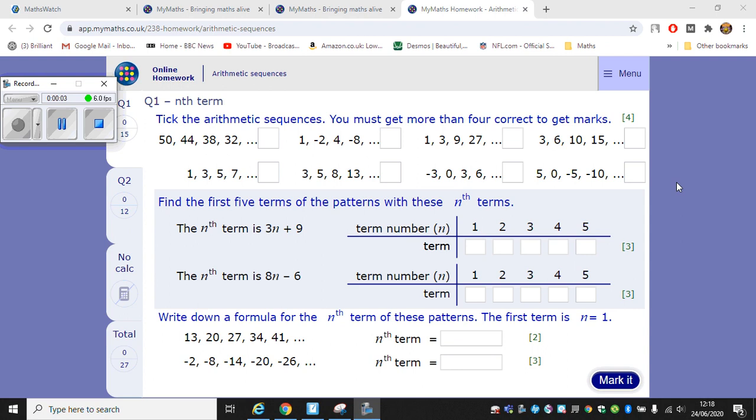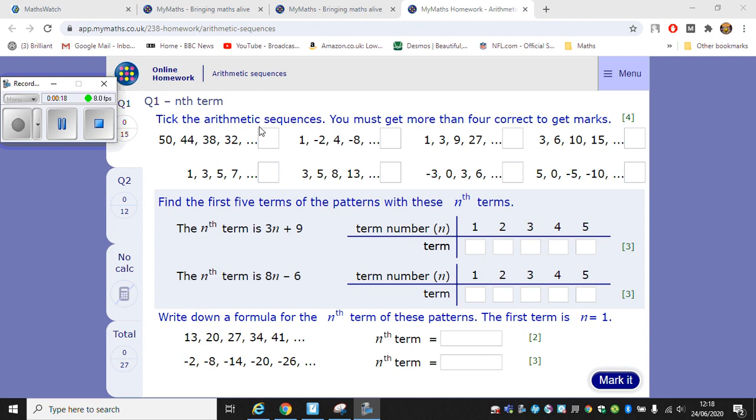Okay, let's have a little look at the Mymaths homework for arithmetic sequences. So, question 1. Tick the arithmetic sequences. You must get more than 4 correct to get marks.